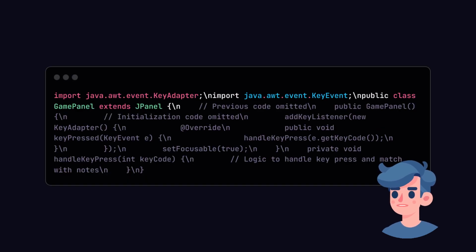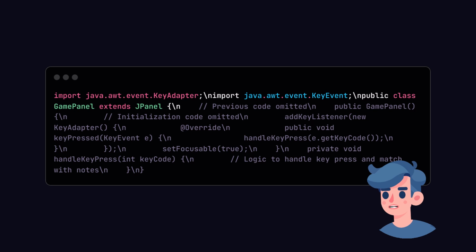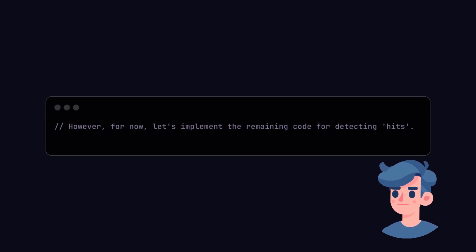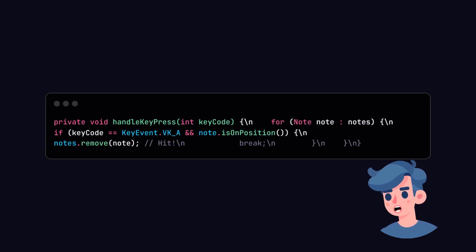Now, let's have the notes react when a key is pressed. We will need to implement key listeners and associate them with our notes. Here, we are adding a key listener which captures key presses. When a key is pressed, it calls the handleKeyPress method where we will check if the key corresponds to any falling note. Let's implement the hit detection in the handleKeyPress method.